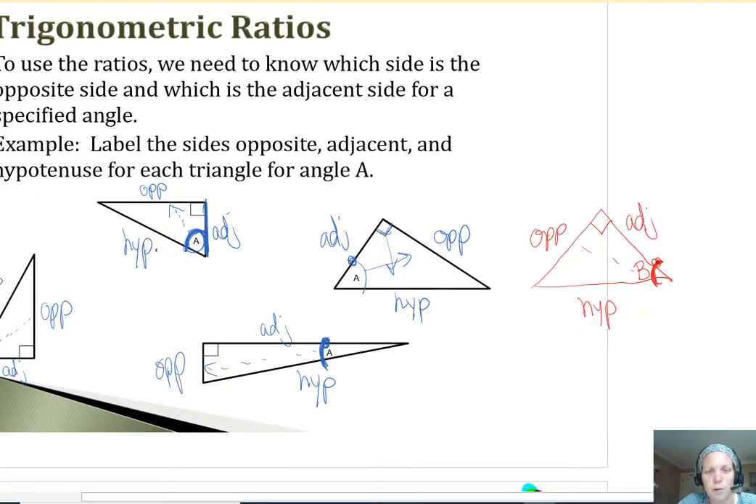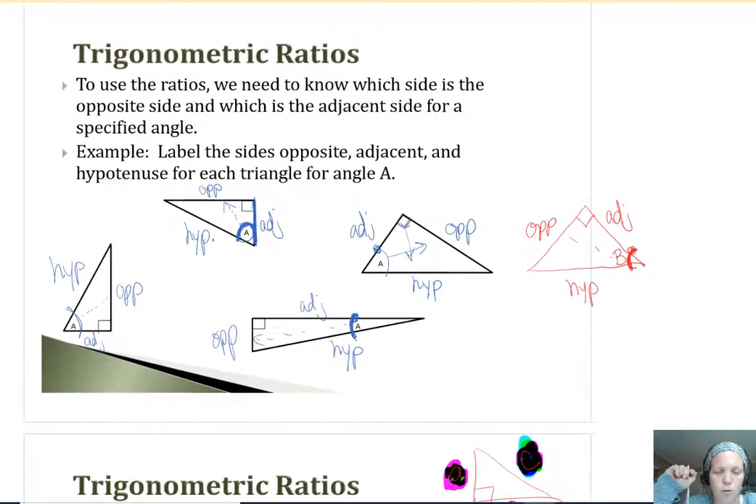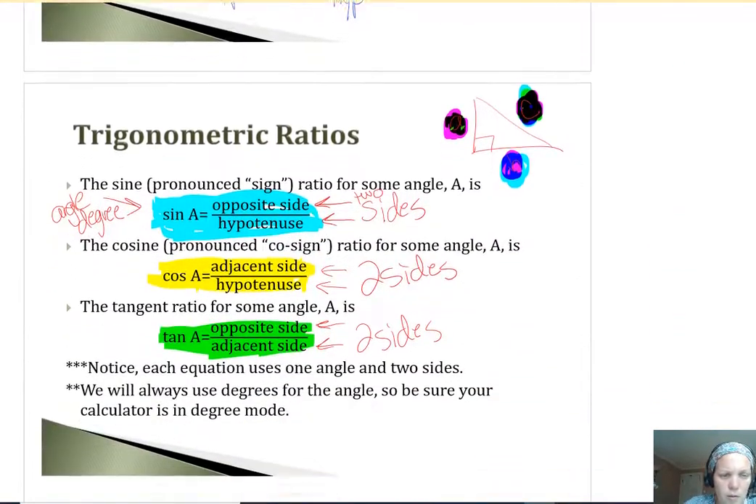So this is where we have to be careful of what's the angle I'm focusing on, which one's opposite, which one is adjacent. So we always are going to do our labeling first before I start using my formulas.